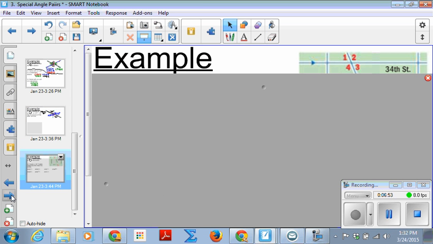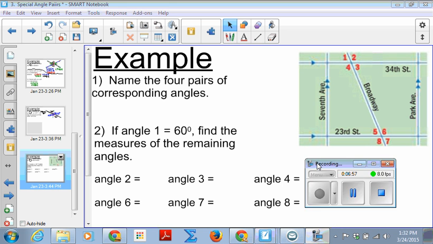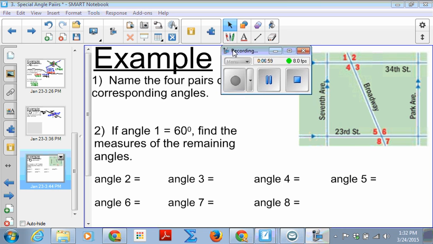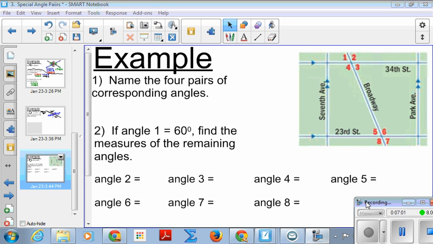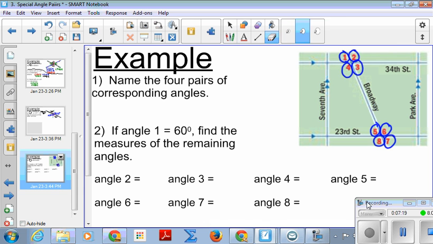Finally, let's use an example from context. Let's see, I'll get this out of the way here. So using that map, we're going to name the 4 pairs of corresponding angles. So we're looking at angles 1 through 8. Okay, you can see them here. That's what we're looking at. Now that we see them, I'm going to go ahead and erase those circles and circle the corresponding angles.